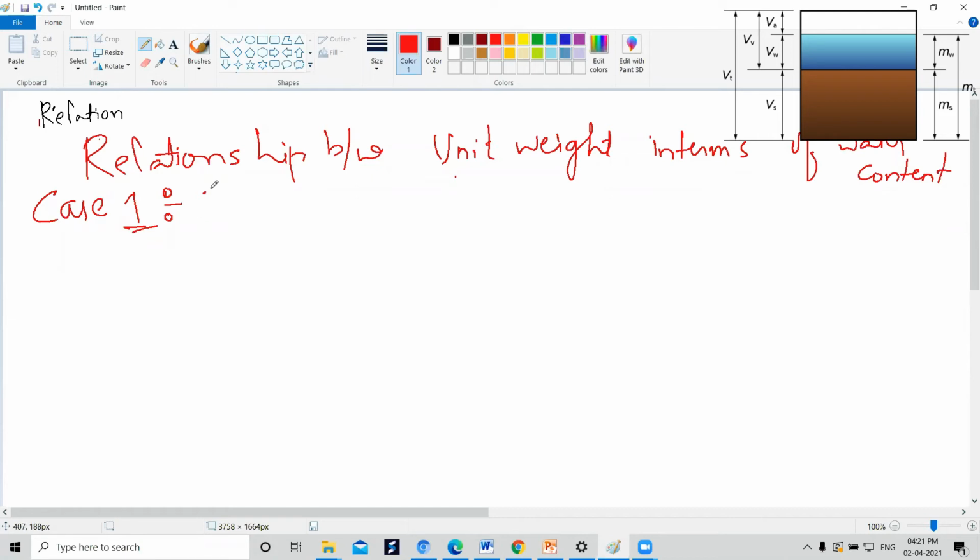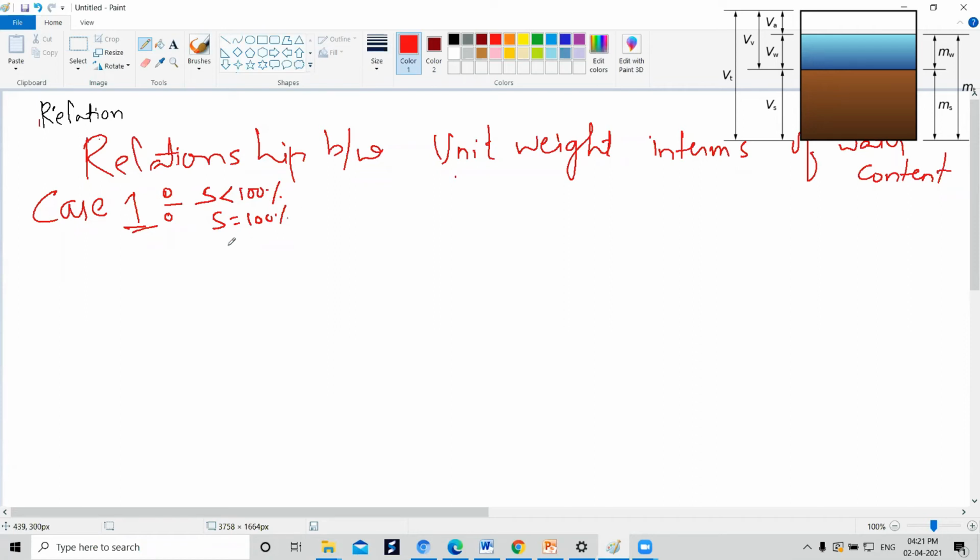For case number 1, I'll be taking the degree of saturation as less than 100. Less than 100 means what? It is partially saturated. Clear? If S is equal to 1, then what will it be? Fully saturated, 100%. So the degree of saturation is equal to fully saturated.